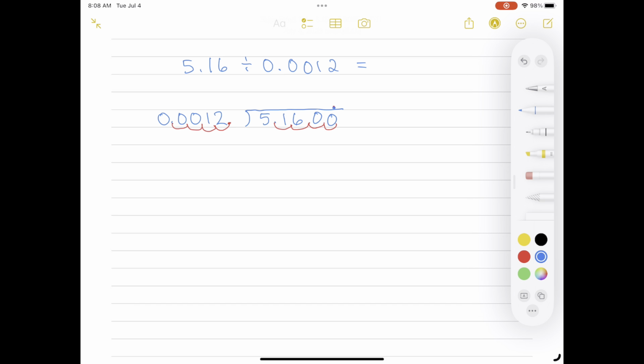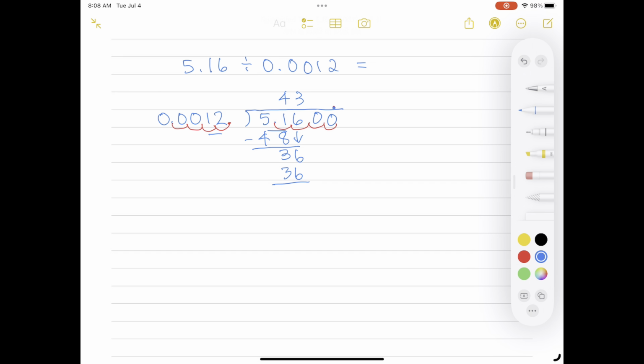51,600 divided by 12. Start by asking, how many times does 12 go into 51? 12 goes into 51 4 times. Write 4 above the 1 on the quotient line. 12 times 4 equals 48. 51 minus 48 equals 3. Bring down the 6. 12 goes into 36 3 times. You write 3 on the quotient line. 12 times 3 equals 36. 36 minus 36 equals 0.